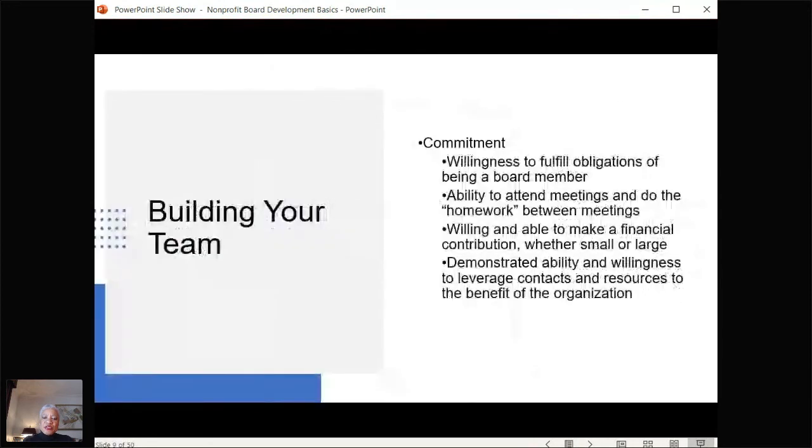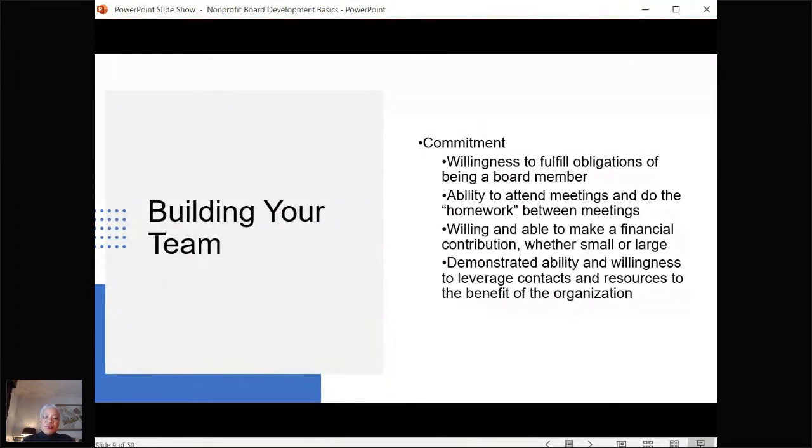The next thing you want to do is make sure that there's a commitment on behalf of those prospective board members. You want to make sure that you outline what's expected of them. And as I said before, for our members, we do have documents that you can use. We even have a sample contract that you can use for your board members, and you can tailor that any way you want to outline your expectations.